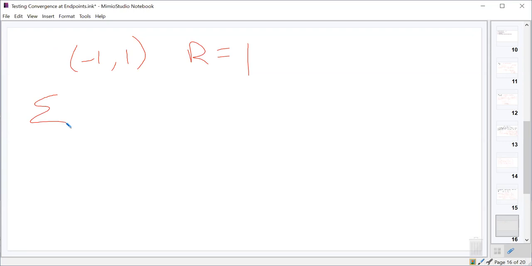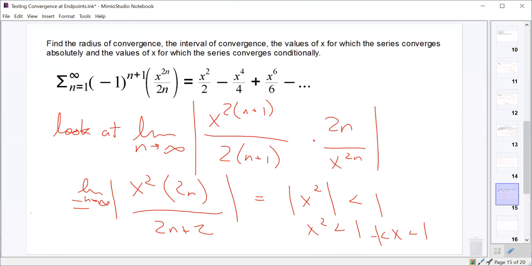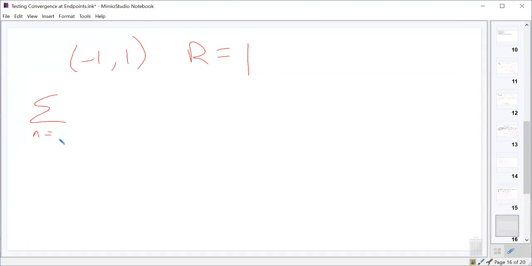Our original series was the sum from n equals 1 to infinity of (-1) to the n plus 1, x to the 2n over 2n, right? So that was our original series. Now we have to check it at -1 and at 1.